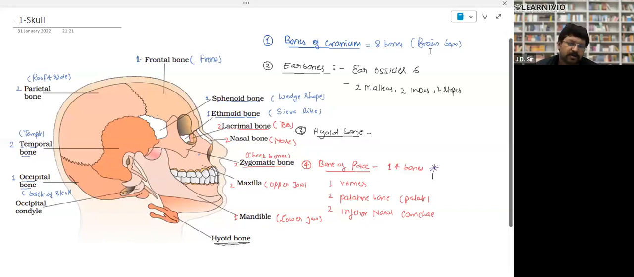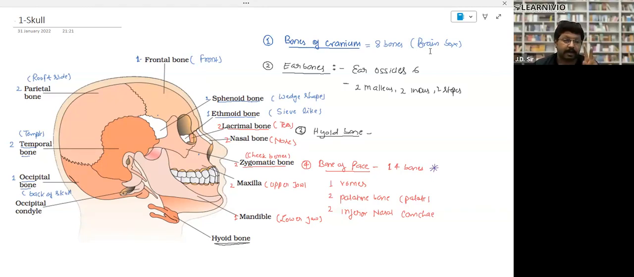Look, the first bone is called the frontal bone. There is one single frontal bone, which makes our forehead part, this part, right? Which is visible to you. This forehead part is called the frontal bone. Frontal means front. Then parietal bone.